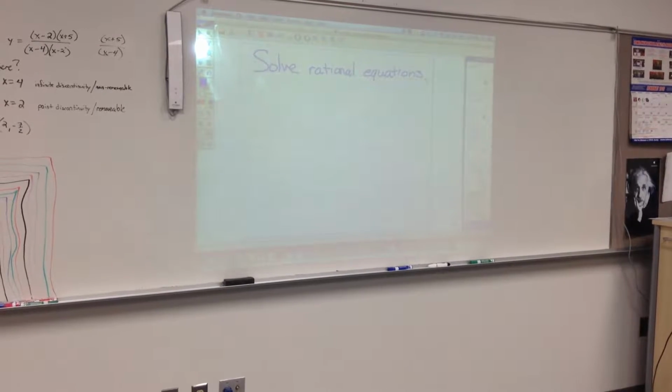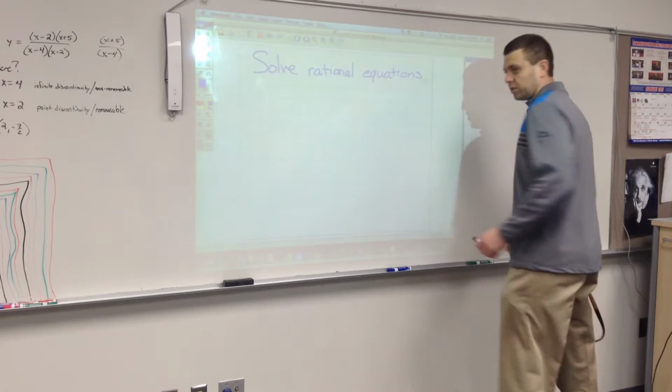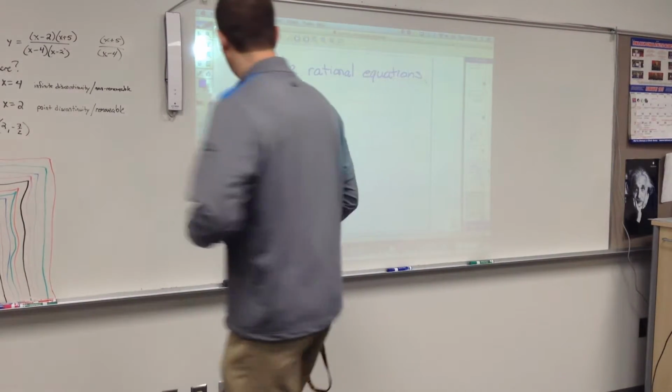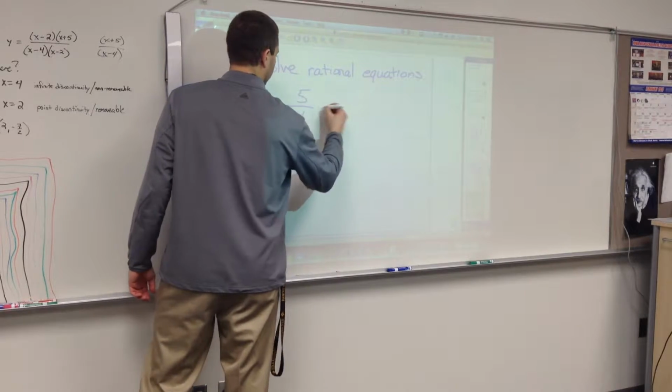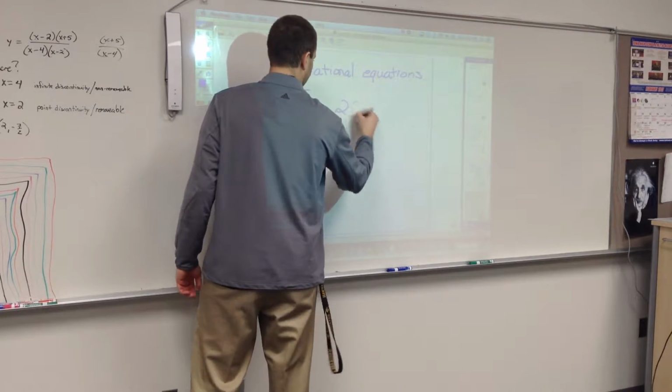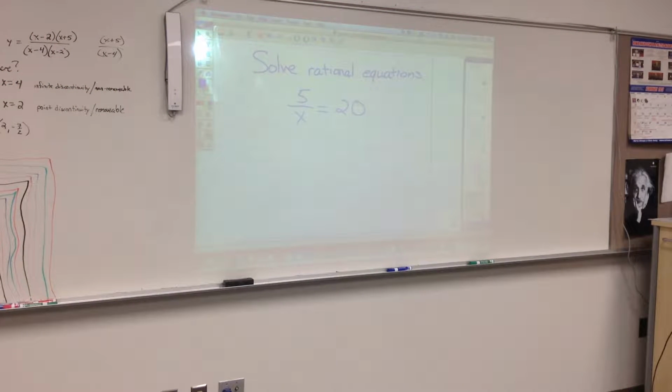So we're solving rational equations. What makes rational equations difficult to solve is the variable is usually in the denominator. A very basic rational equation could look something like this. That's a rational equation. Your variable is in the denominator. How would you guys go about solving that for x?